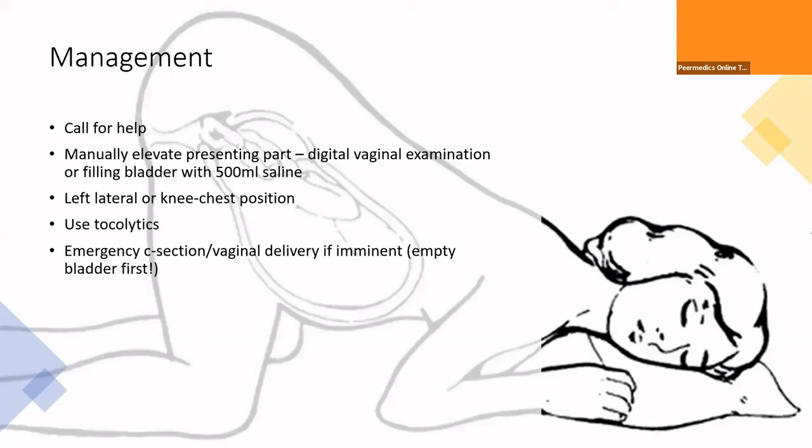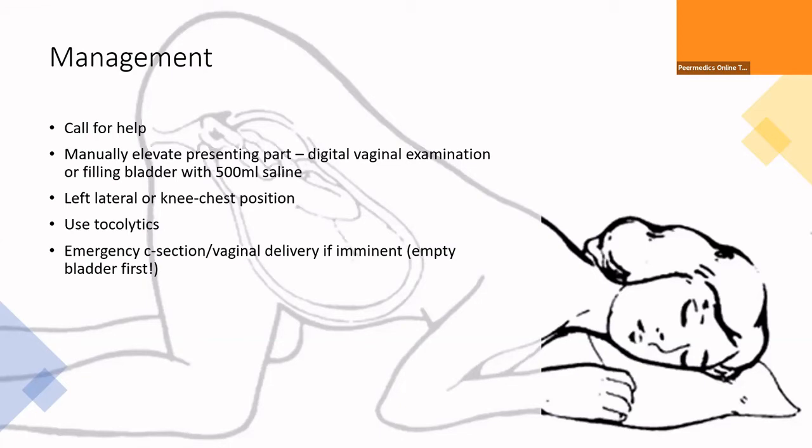Avoid handling the cord at all to reduce the risk of any vasospasm and further compromise of the fetus. And encourage either the left lateral position or the knee-chest position, which is what we can see in the image at the back here, where mum's got her head on the pillow. She's got her knees drawn in towards the chest and her bottom up, because it's anything that stops the effects of gravity, basically.